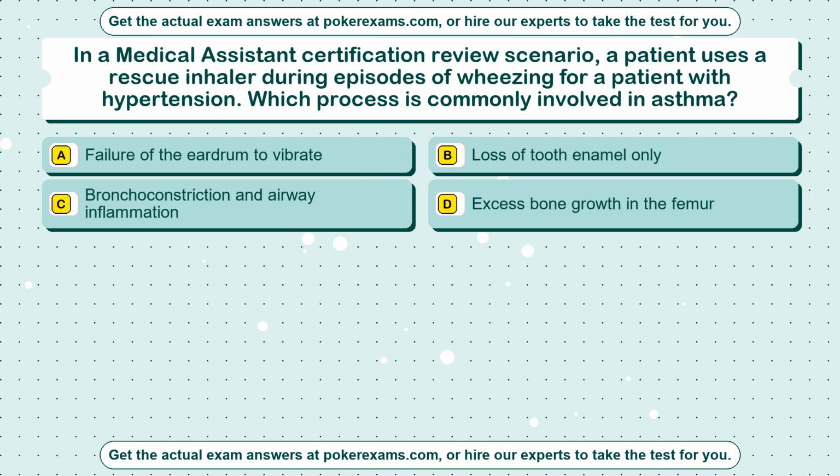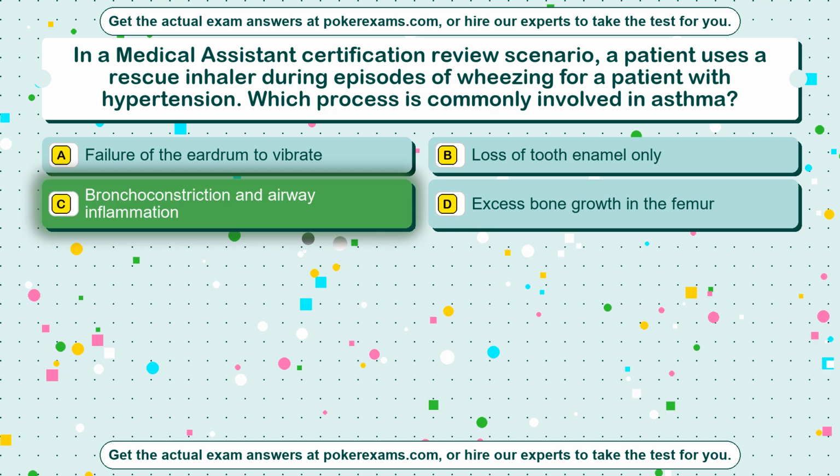Question 54. In a medical assistant certification review scenario, a patient uses a rescue inhaler during episodes of wheezing for a patient with hypertension. Which process is commonly involved in asthma? Option A, failure of the eardrum to vibrate. Option B, loss of tooth enamel only. Option C, bronchoconstriction and airway inflammation. Option D, excess bone growth in the femur.